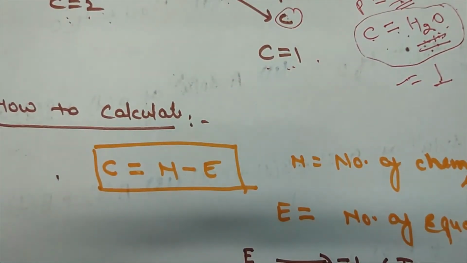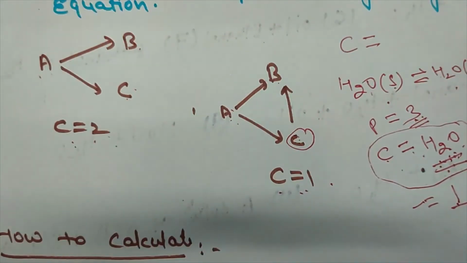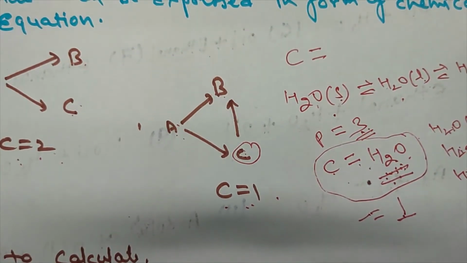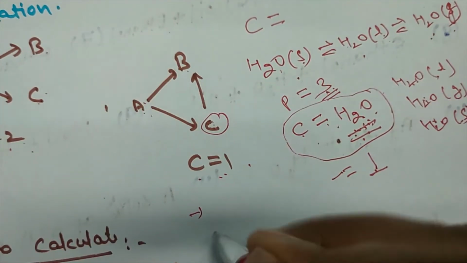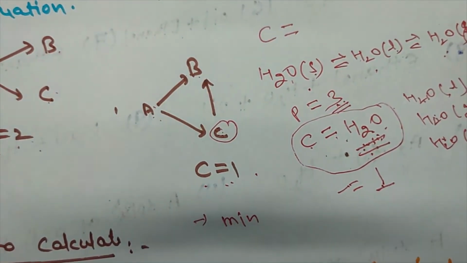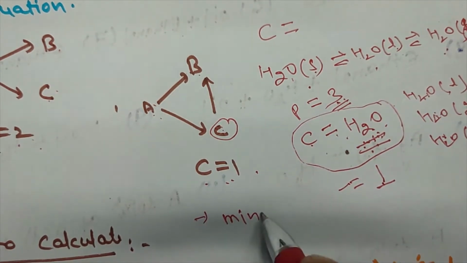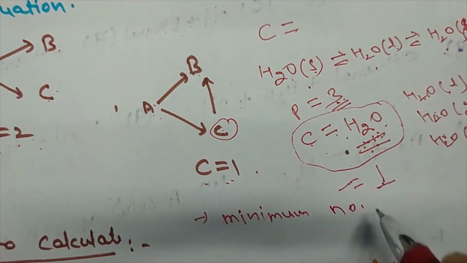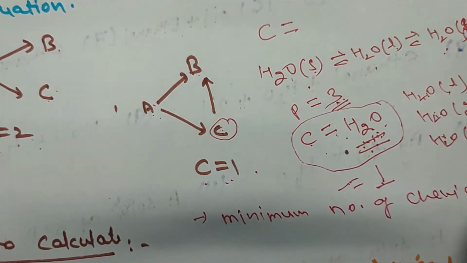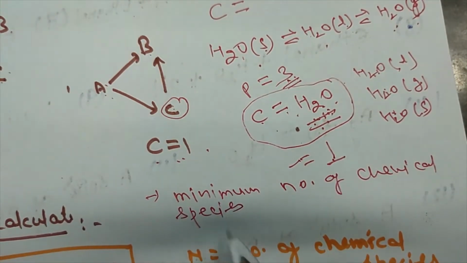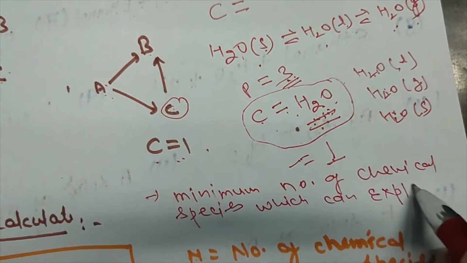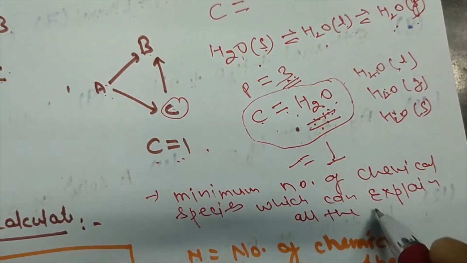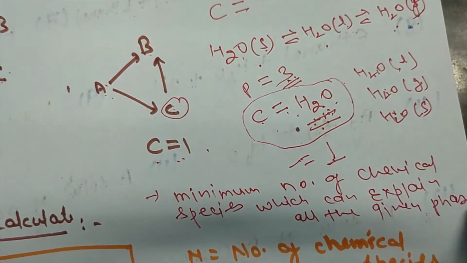Now how to calculate the component? Here is the formula given to you. But what a component is, is simple: the minimum number of chemical compounds which can explain all the given phases. Okay guys, I'm going to write it here. It is very important: minimum, and in a very, very simple form. Minimum number of chemical species or compounds which can explain all the given phases.